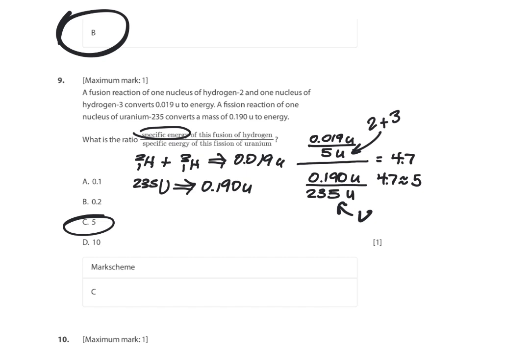So it's kind of like a ratio. The specific energy is a ratio, and the question makes reference to the ratio of the specific energies themselves. So that's why I have 0.019 u over 5 u, over 0.190 u over 235 u. When you do that compound fraction, you wind up with 4.7. 4.7, when you round it off, becomes 5. And so our ratio is 5, which agrees with the mark scheme.